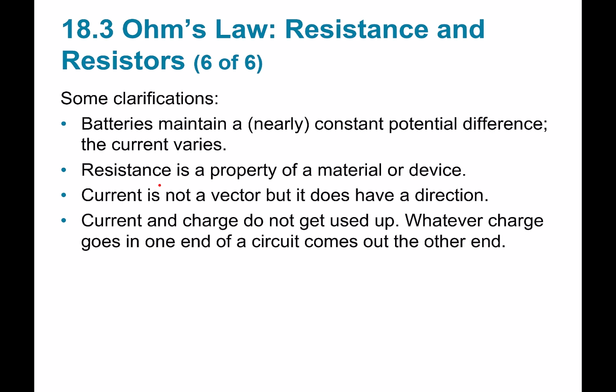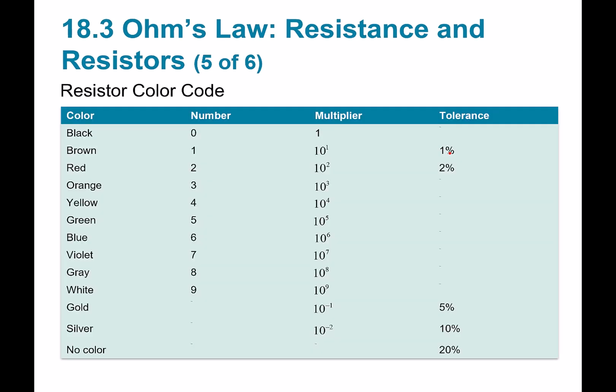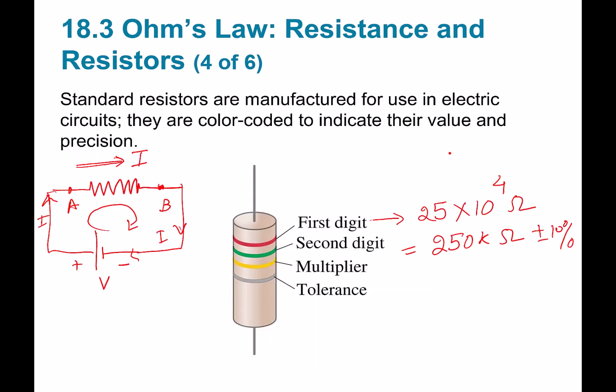So some clarifications. Batteries maintain a nearly constant potential difference. The current can vary. Resistance is a property of a material or a device, not of the battery. Current is not a vector, but it does have a direction because of the way we draw our circuits, like conventional direction. Current and charge do not get used up. Whatever charge goes in one end of the circuit also comes out of the other end, just like we showed in our sample electric circuit.